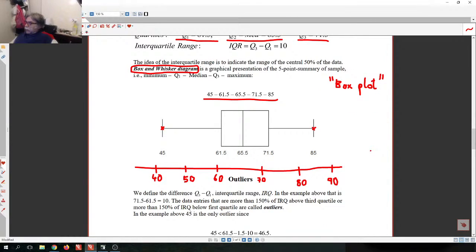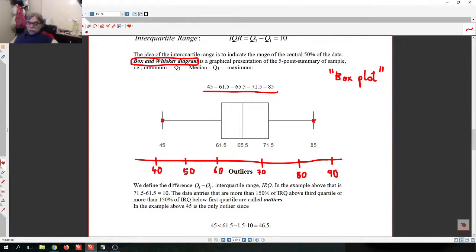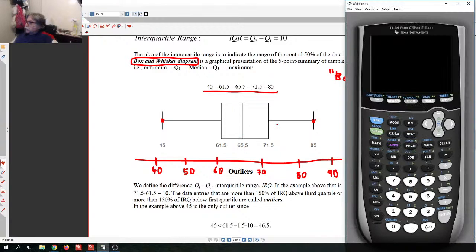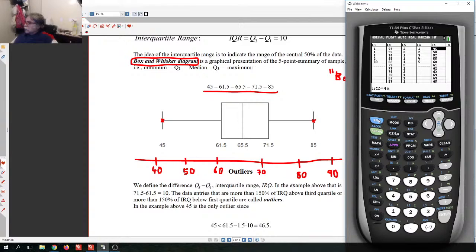What do we have here? You can also do the same thing with your calculator. Your calculator can do the box plot. So if you do the plotting, you need to go for statistical plot. So, second statistical plot. Oh, I forgot to turn it on. Second statistical plot.